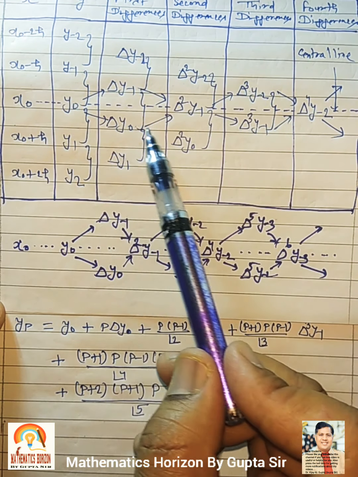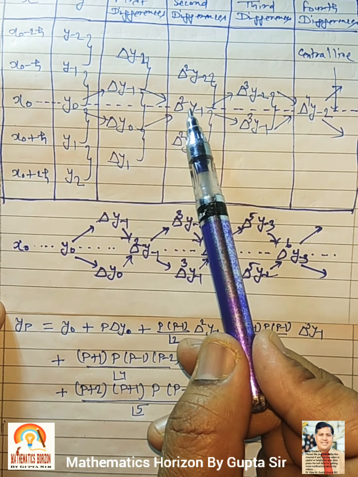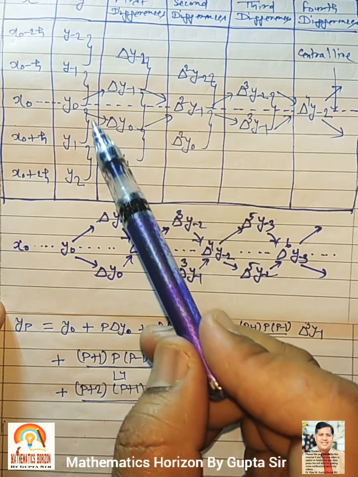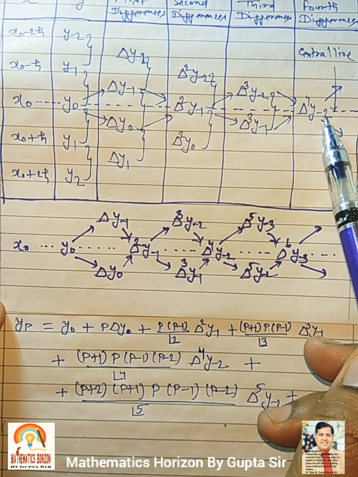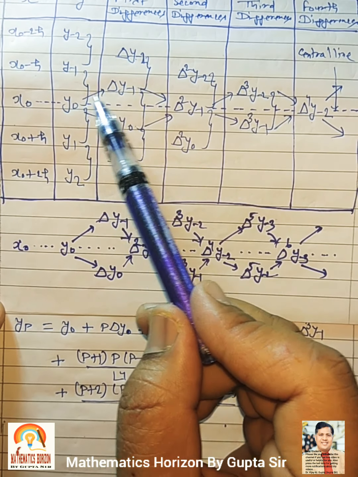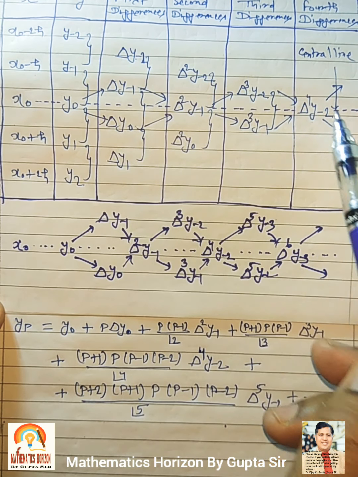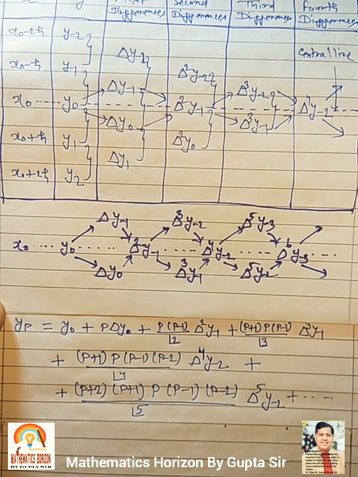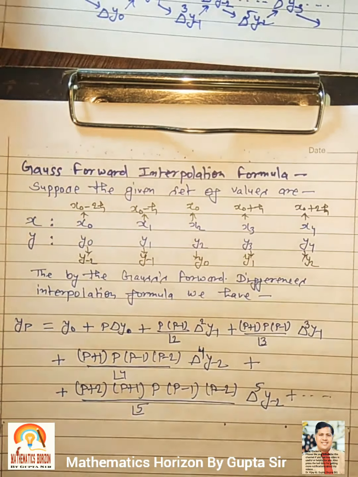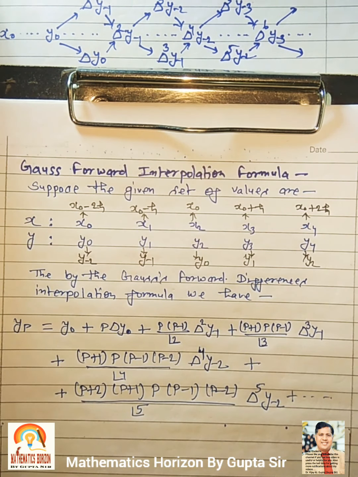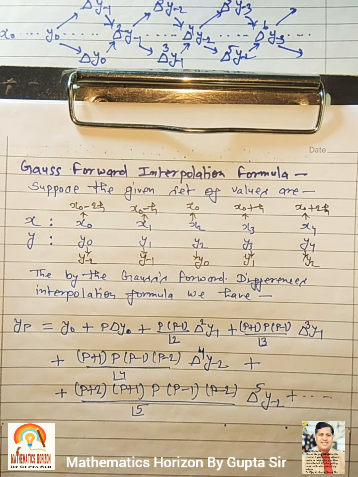Okay, here these are the values which we will use in Gauss forward interpolation formula, and these are the values which we will use in Gauss backward interpolation formula, and all these values we will use in Stirling interpolation formula. Okay, this Gauss backward or Gauss forward or Stirling, all are useful when the interpolated value is near the center of the table. Only then we will apply this formula.